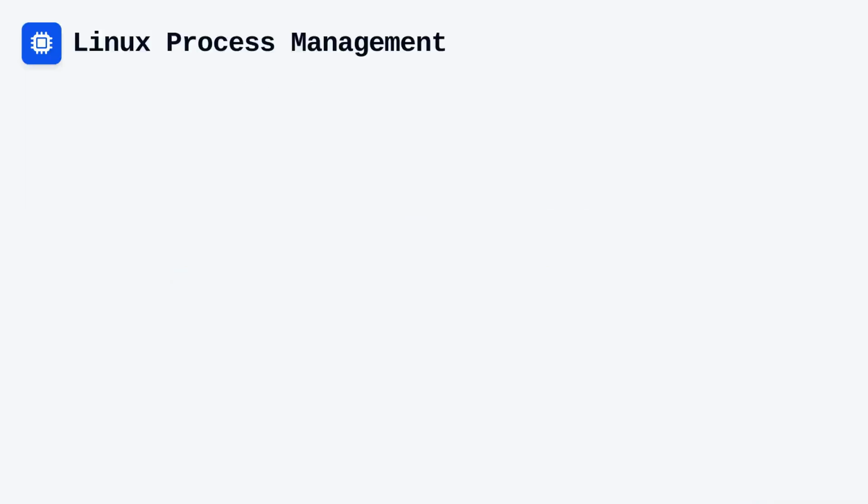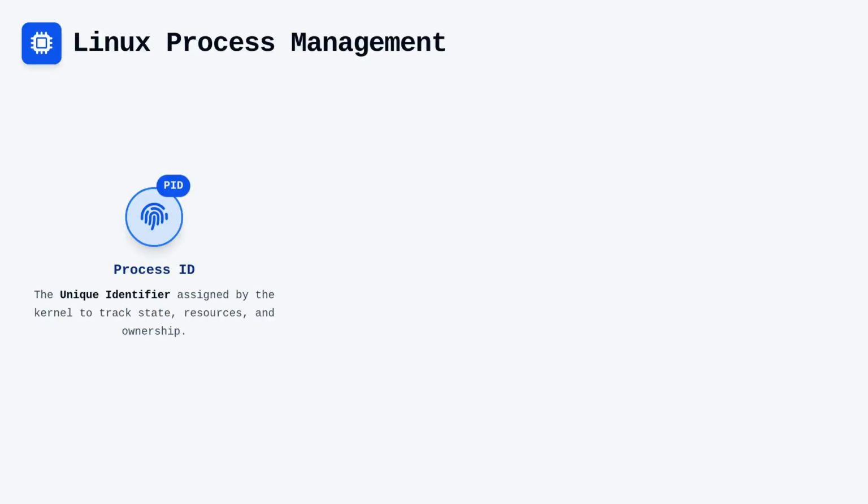At the heart of Linux process management is the concept of the process ID or PID, which serves as a unique identifier for every running task. When a program executes, the kernel assigns it a PID, allowing the operating system to track its state, resource utilization, and ownership. Monitoring these processes is a fundamental skill, and the ps command remains the primary tool for this visibility.